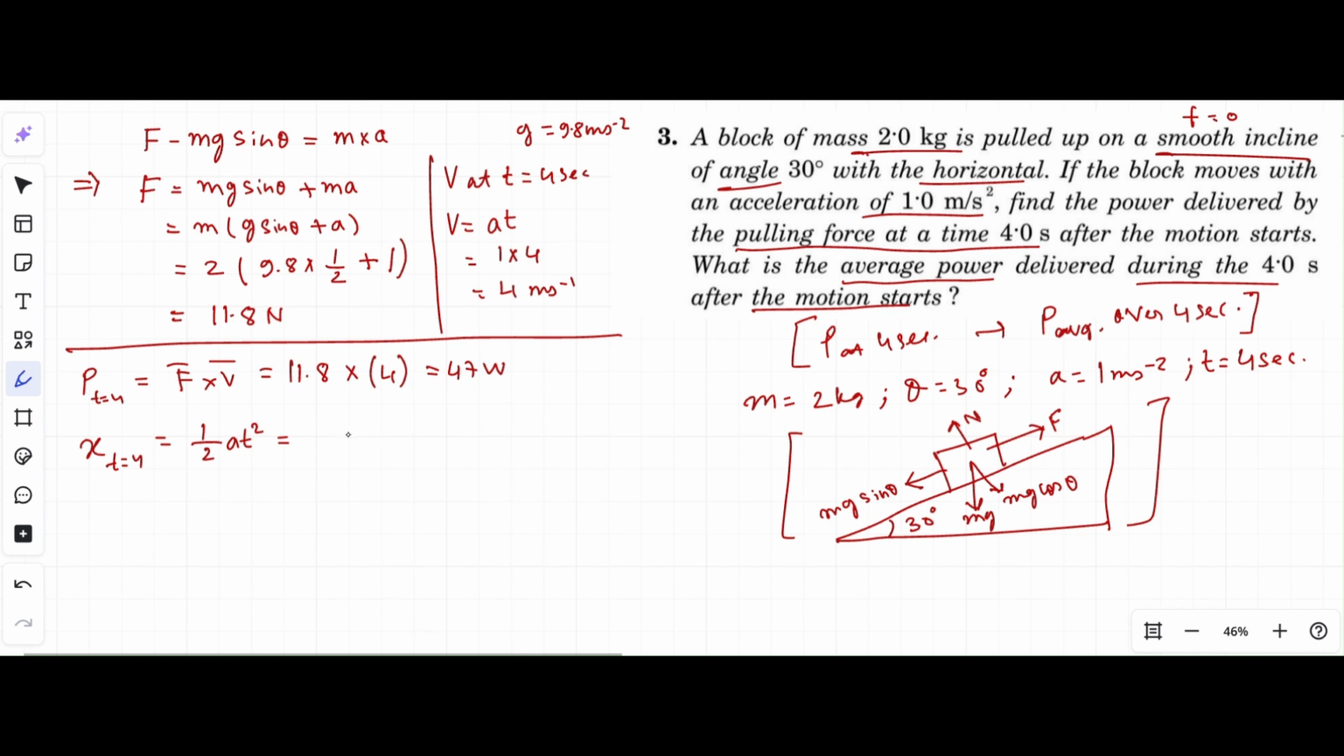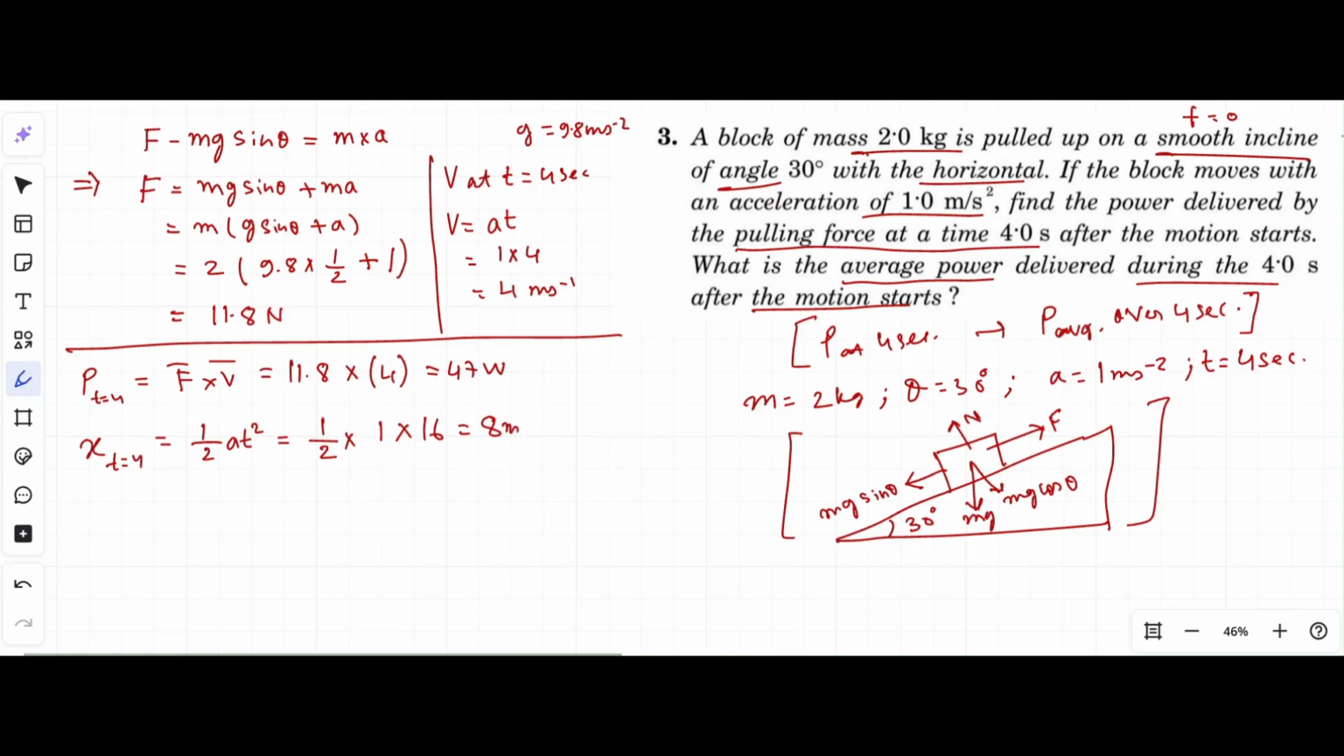So it is a uniform acceleration, this is the equation. The initial velocity becomes 0. So we are using this half into a. A is 1 into t square. T square is 16. So this is 8 meters.